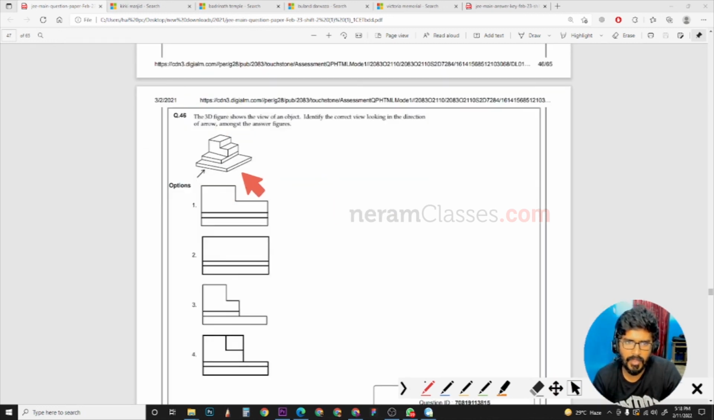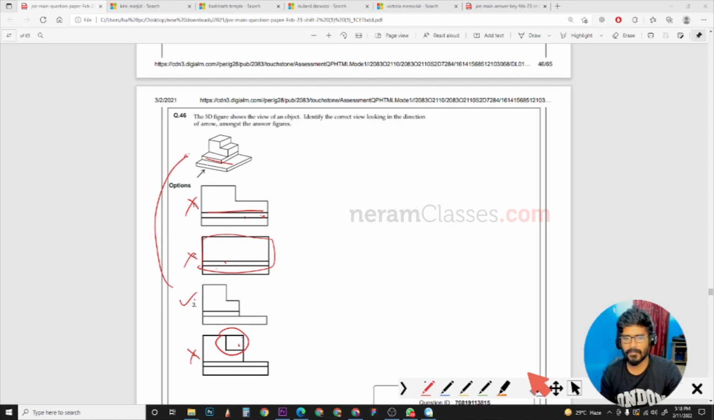Question number 46, we need to find the elevation again. This is a very simple question, we can do it easily. 1 is the wrong answer, 2 is also a wrong answer, and 3 might be the answer, we'll wait. And 4 is the wrong answer. Reason: we have this square here, so it's flat over here for the second option, hence it's wrong. And here, this is continuous in this first option, that's why it's wrong. So option 3 is the right answer, which is matching with this 3D figure.